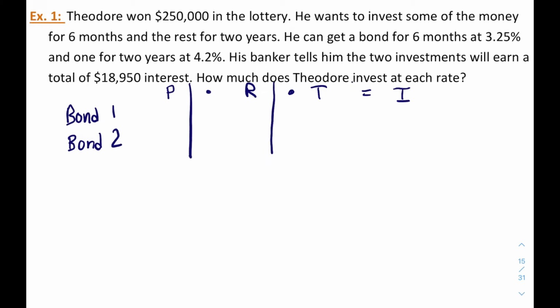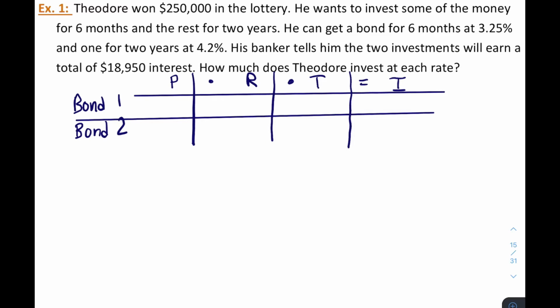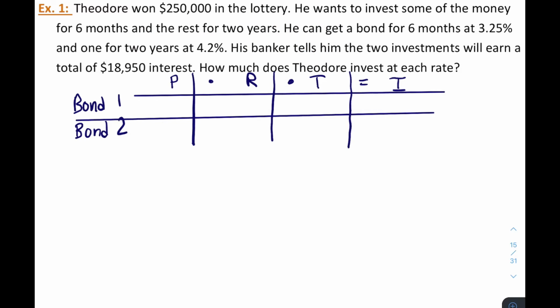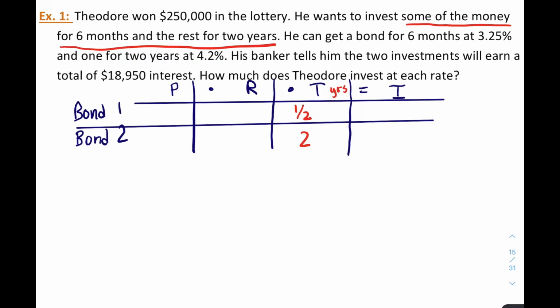I like to lay out a table for each of my different accounts, or in this case bonds, and organize things. So I know that if I multiply principal times rate times time, I would get the interest earned by each bond. So for bond number 1 and 2, let's see. He's investing some for 6 months and some for 2 years. So I'm talking about interest rates in years. My time needs to be in years, so that 6 months is going to be half of a year. And then bond number 2 for 2 years.